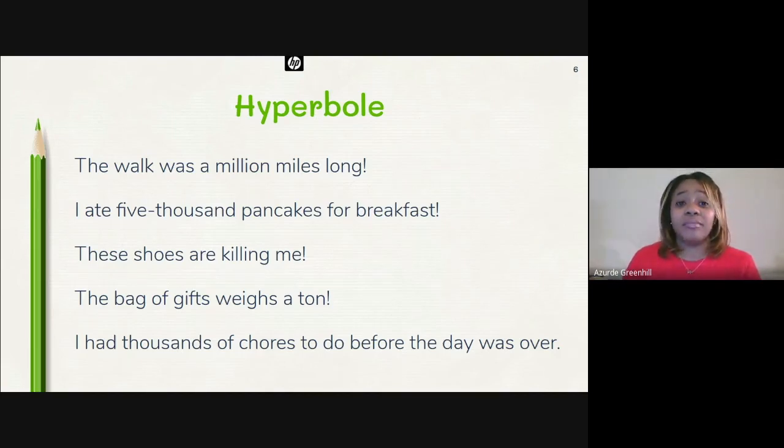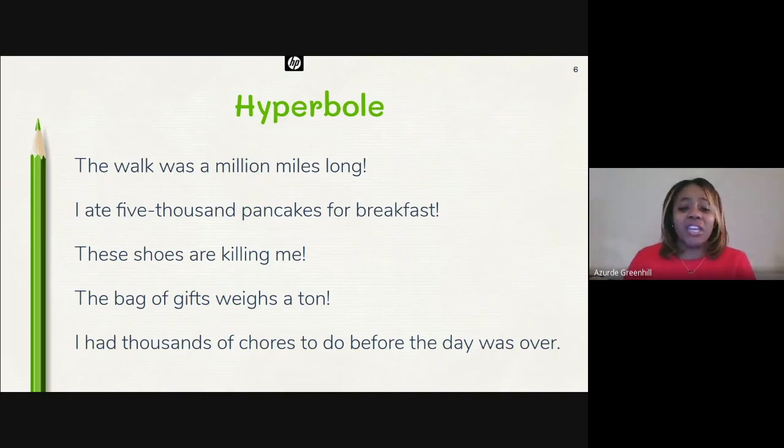I ate 5,000 pancakes for breakfast. So you may have been really, really hungry, but there's no way you can eat 5,000 pancakes. So what is the author saying? I ate a lot. These shoes are killing me. So shoes don't have the ability to kill you. However, the author is trying to say these shoes are making my feet hurt. We've all been there before.